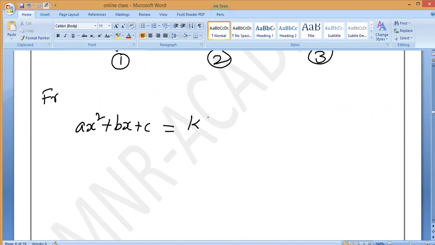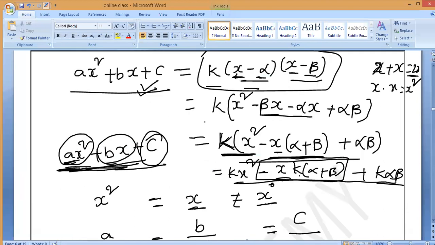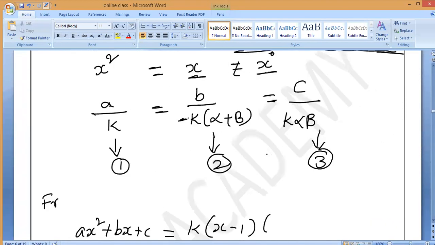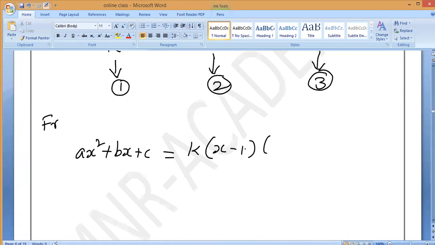Say the equation. k of x minus alpha into x minus beta. Now you just multiply it. So let us see now. You multiply all of you. What will come here? K you can keep outside only. Just multiply this, like a minus b into a plus b. Like that you can multiply.